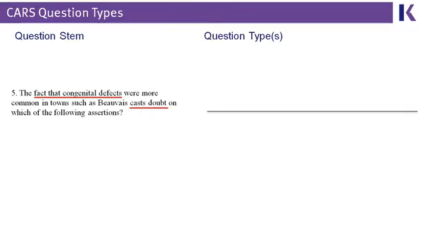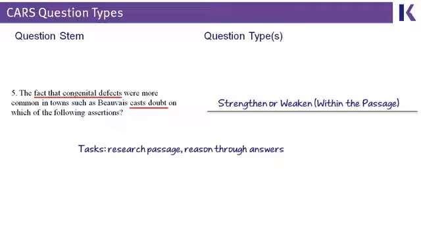Cast doubt is a way of saying weaken, and so we can realize this is a strengthen and weaken question that comes right out of the passage. Or in other words, a strengthen and weaken within the passage question. Here you would go look up the fact, and then come back and reason your way through the answer choices, seeing which one this fact casts the most doubt upon.